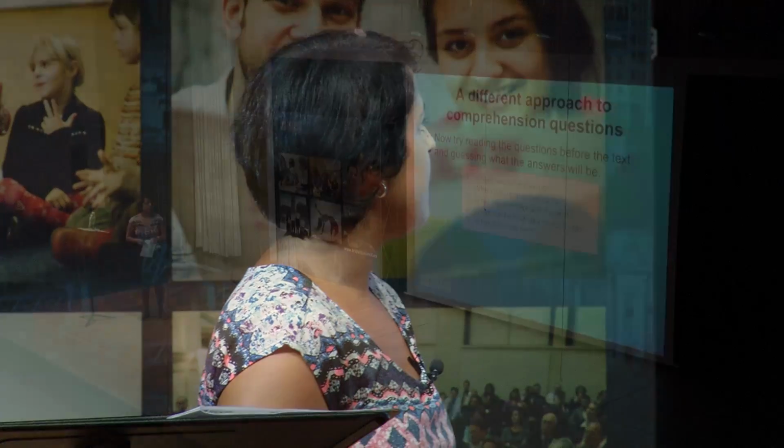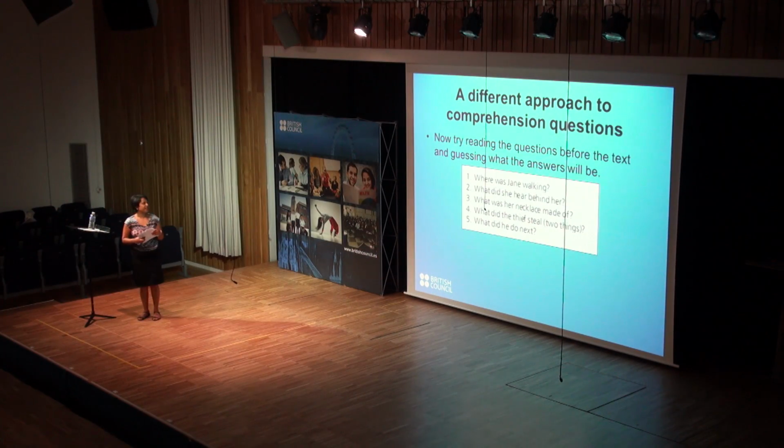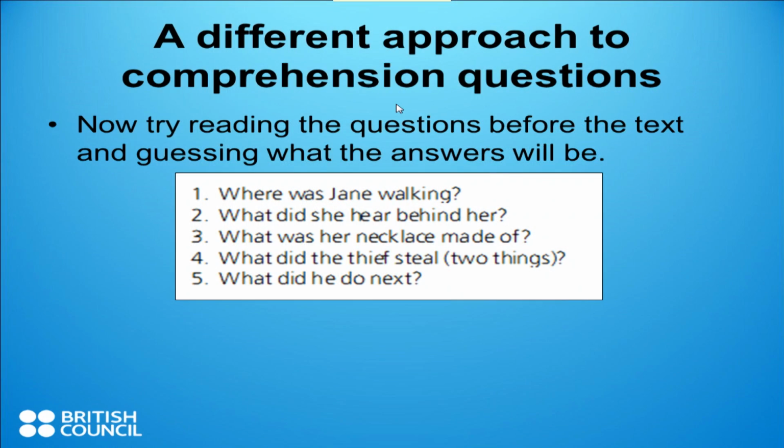So we're going to look at how we can maybe just change things slightly, without too much preparation, just to make them really think about their answers and interact with the text. Okay? So we're going to try reading the questions before the text, and guessing what the answers will be. So this is before we've read the text. We don't know what it's about, but we're going to look at the questions first. So just think about the questions as I read them, using your own knowledge of the world, and see if you can answer them.